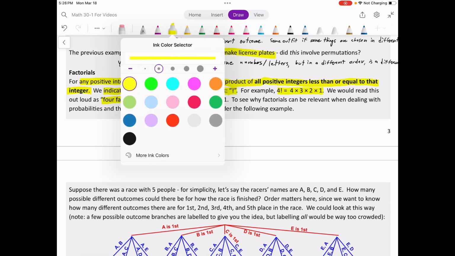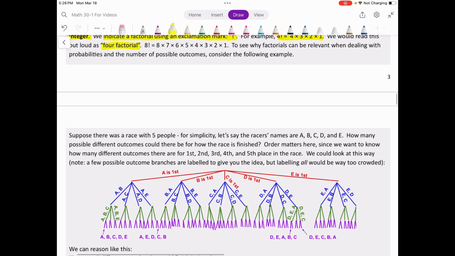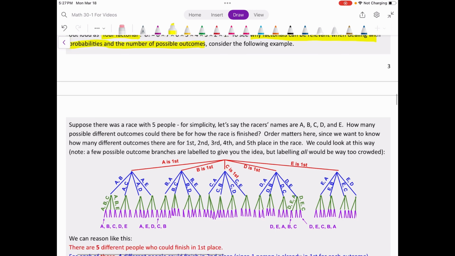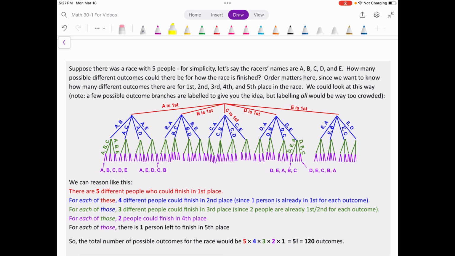That's a factorial. Now, what does this have to do with permutations? I think the best way to see why factorials naturally pop out when dealing with probabilities and the number of different possible outcomes is honestly just to look through an example. Let's say there's a race happening and there are 5 people in the race. Just to keep things simple, we're going to name our racers A, B, C, D, and E. So we've got 5 different racers.